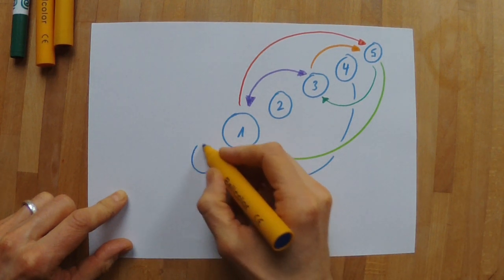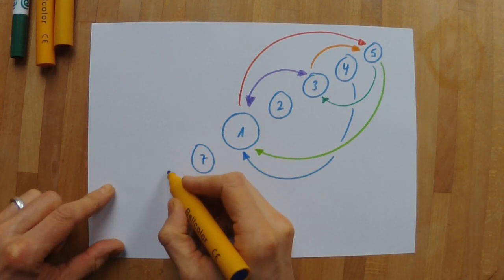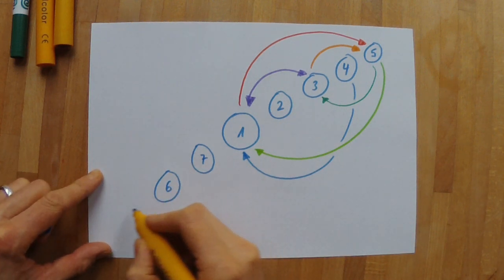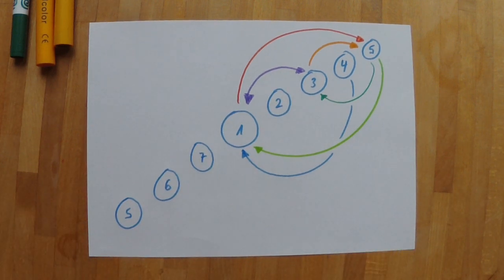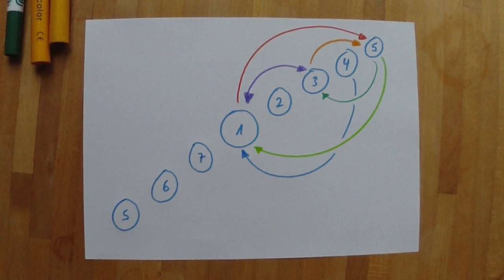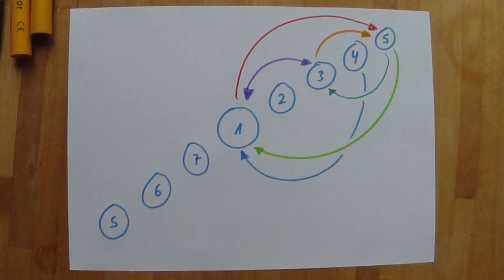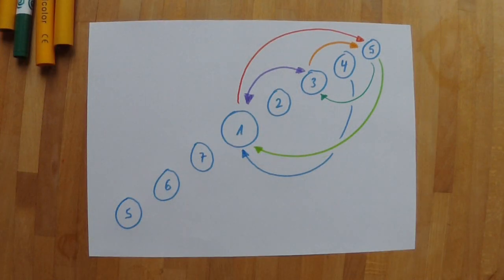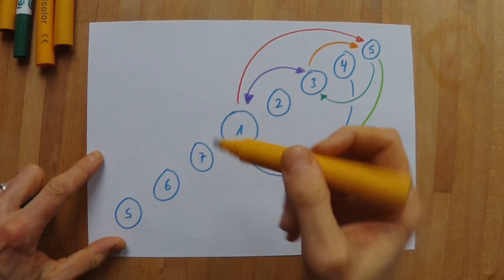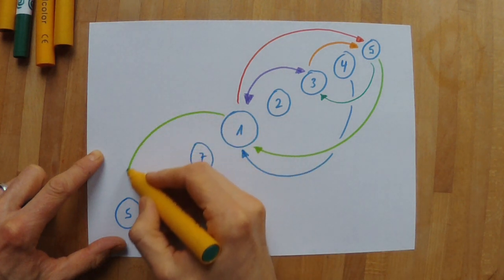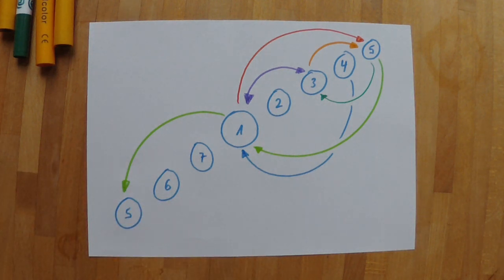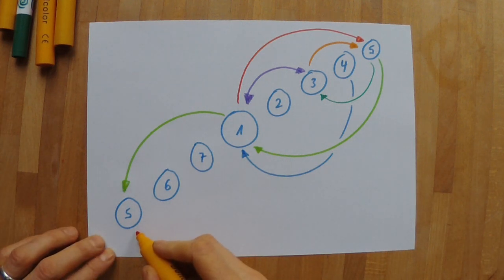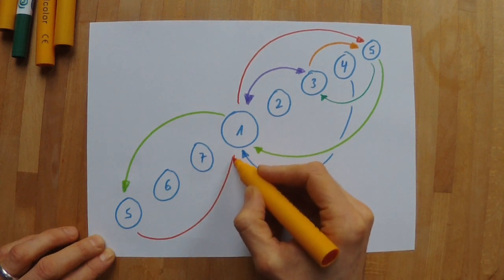Now walking down from 1 to 7 to 6 to 5. Jumping down or walking, jumping up from 5 to 1, or walking up.